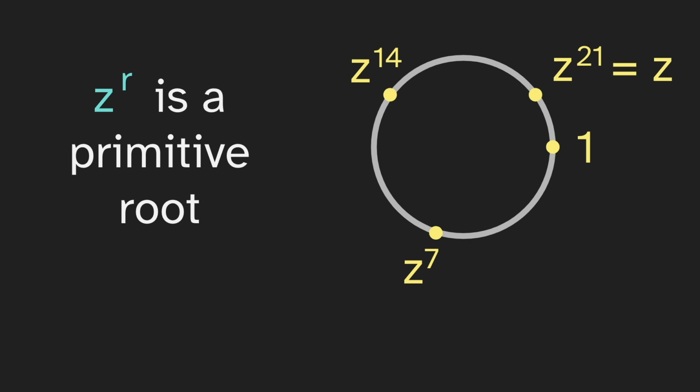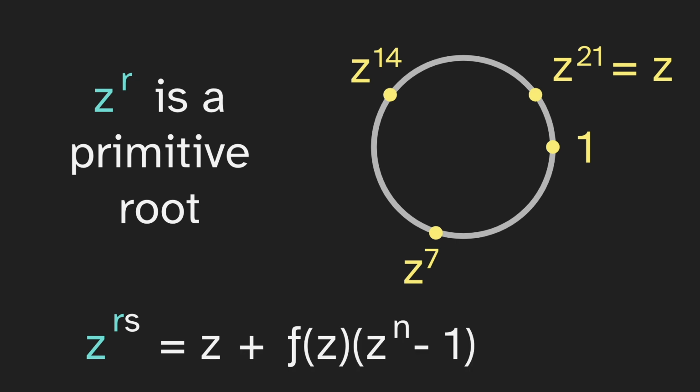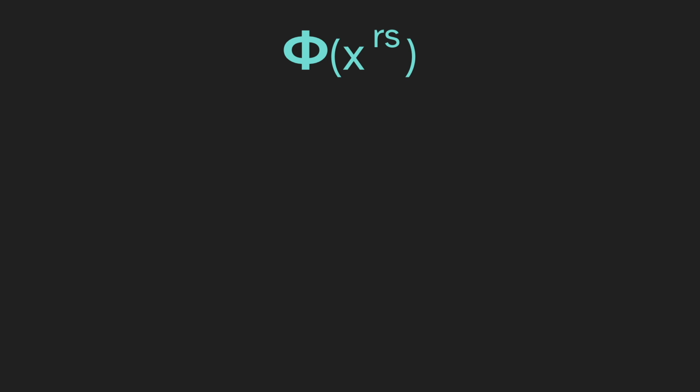So with z to the r, generally, if we multiply that enough times, say s times, we get z to the rs equals z. Although to make this truly equivalent, we might have to add some multiple of z to the n minus 1. So z to the rs is special. And going forward, we're going to look at the equation phi of x to the rs. But first, we'll take a little detour and just look at r.